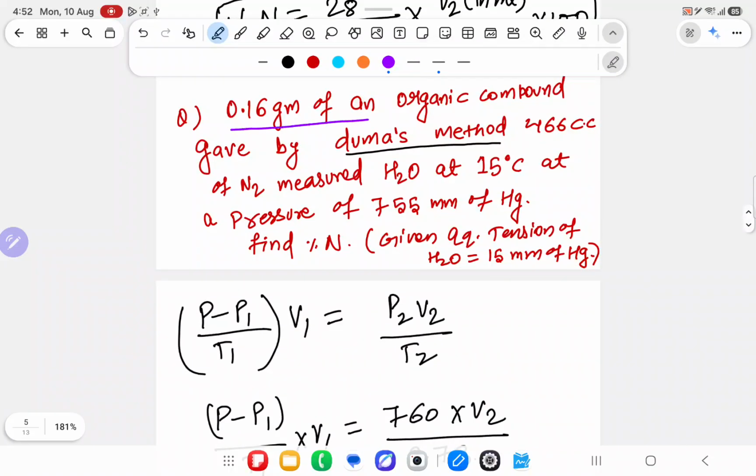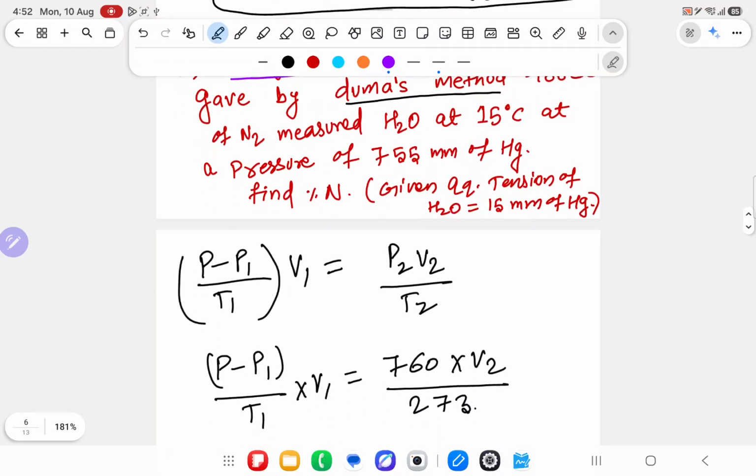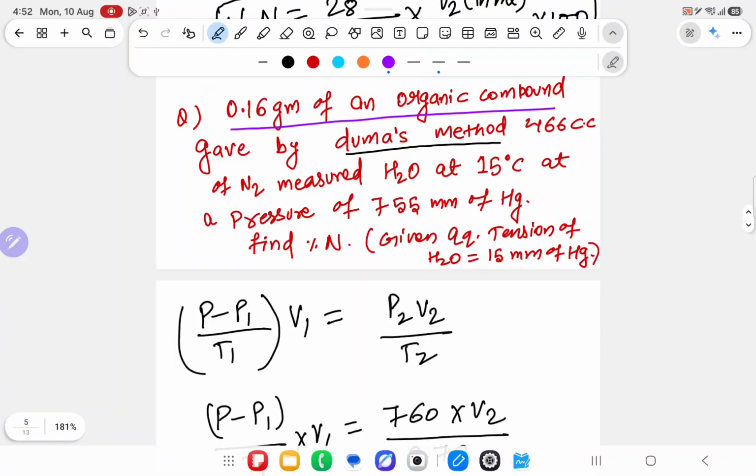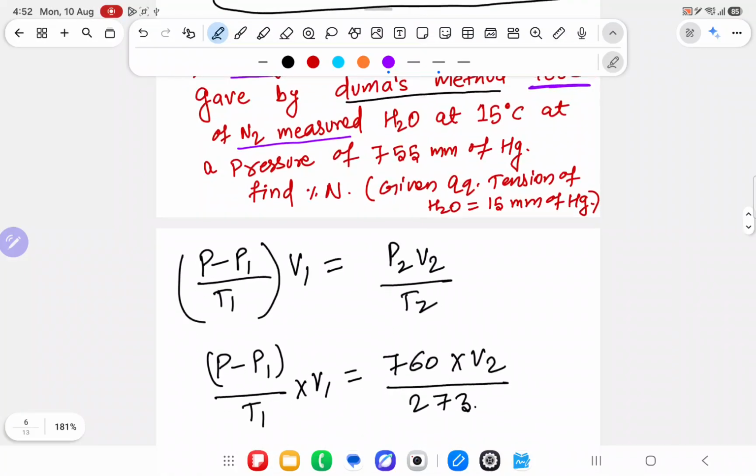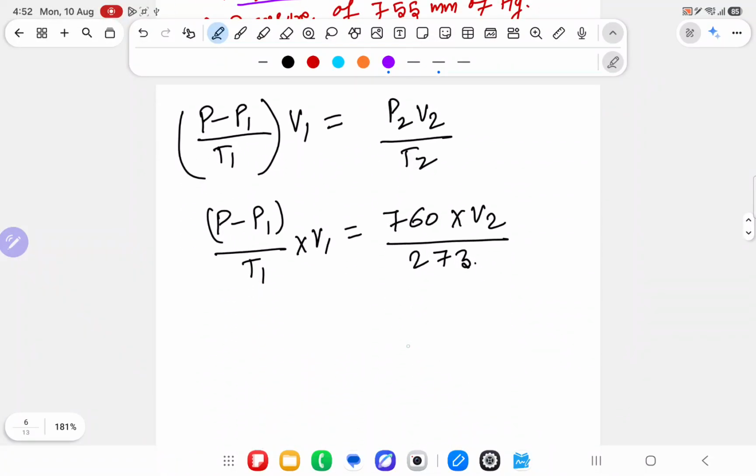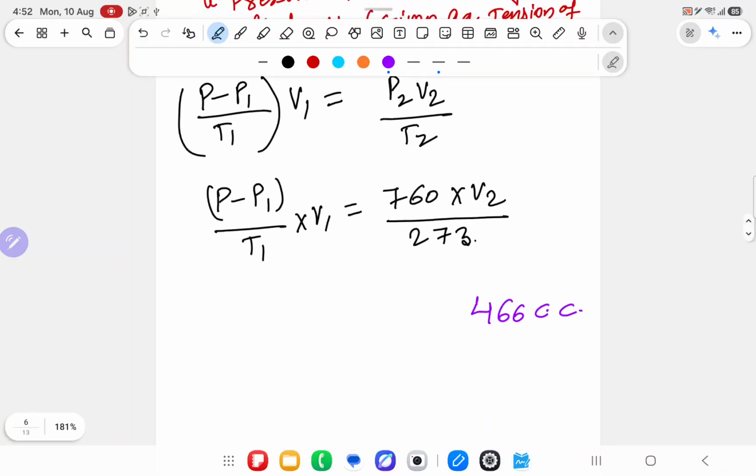Okay, 0.6 gram of organic compound. W value is not used in this formula. Okay, they gave this much centimeter cube of nitrogen. Cc means centimeter cube. So they have given 466 cc. 466 cc means they have given V1. What they have given? V1. What is the value of V1?